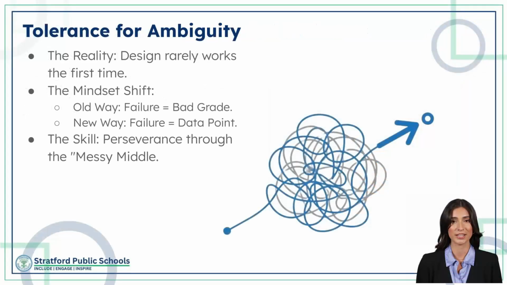In a traditional classroom, getting an answer wrong means a lower grade. In design thinking, getting it wrong is just part of the process. Design rarely works the first time. Students need to learn that a failed test is actually a successful data point. It tells them what doesn't work, which brings them one step closer to what does.